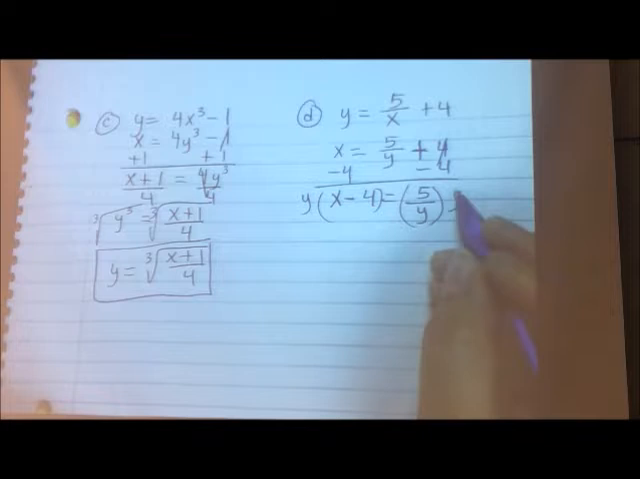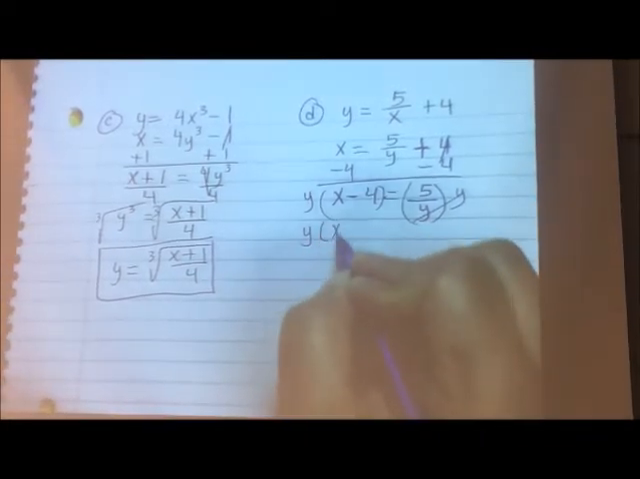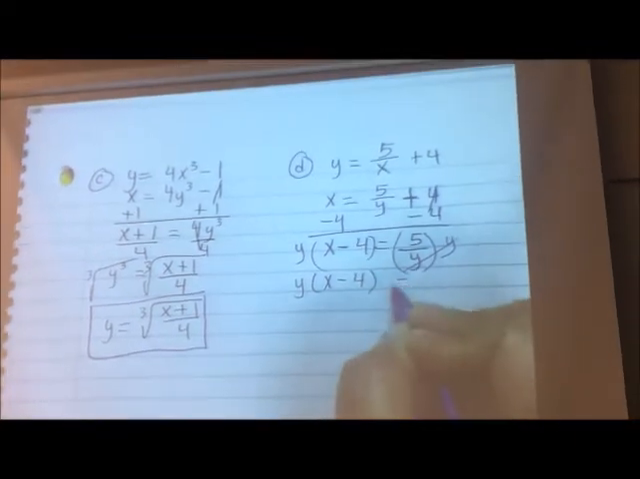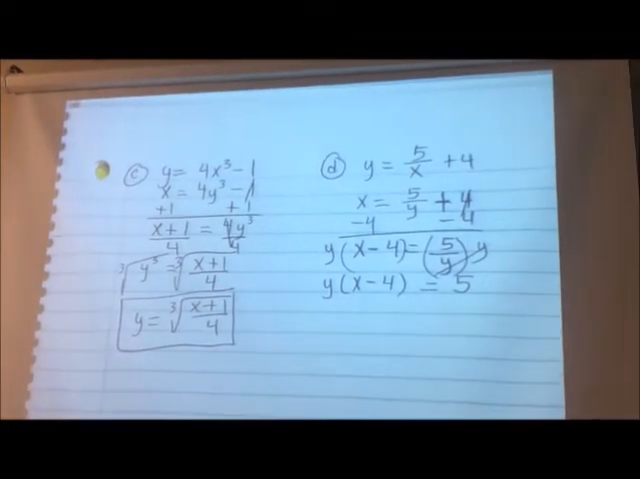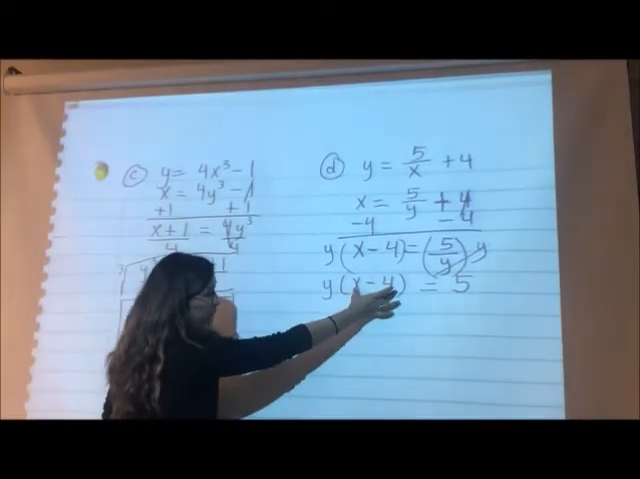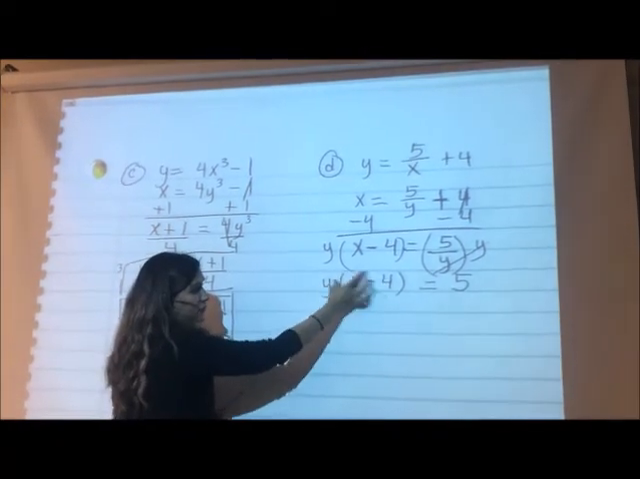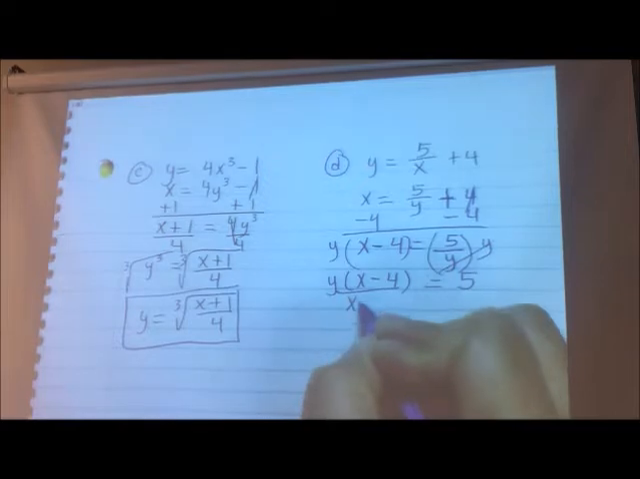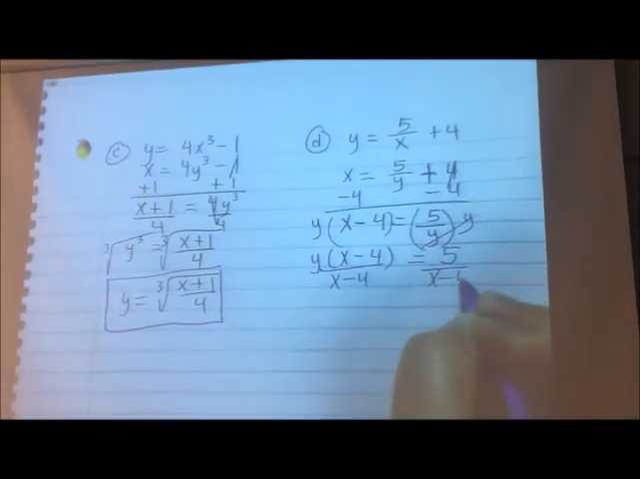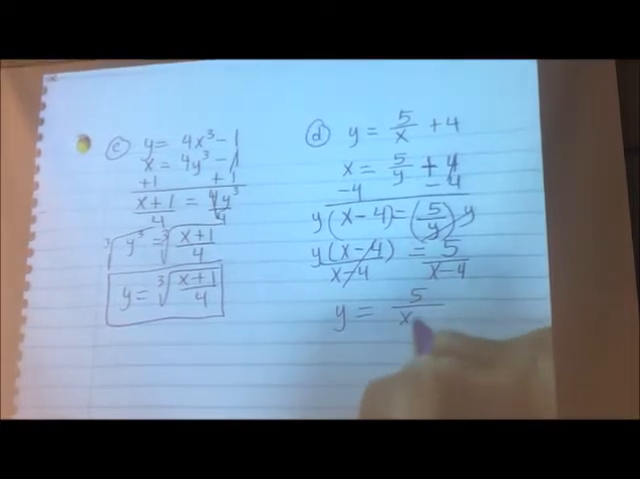Now, what happens to your y's here? They cancel. So I end up, and I'm not going to multiply, I'm just going to leave it like this, because that's good enough, so my answer is just a 5 right there. Now, you're trying to solve for who? Y. Y is being multiplied by this, and that's what I need to get rid of. If it's multiplied, how do you get rid of this? Divide. So we divide by x minus 4, divide by x minus 4, y equals 5 over x minus 4.